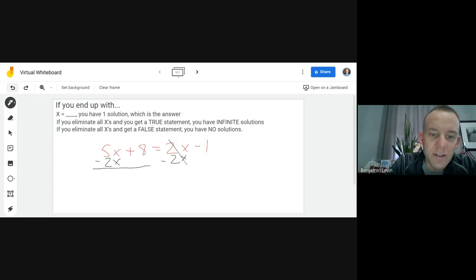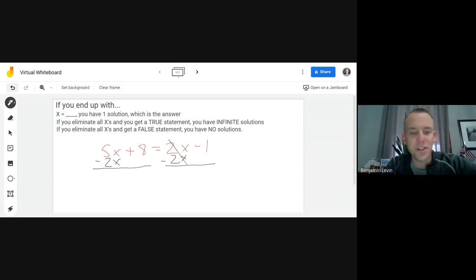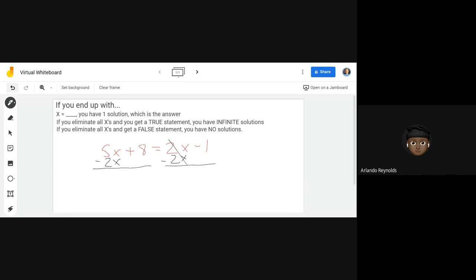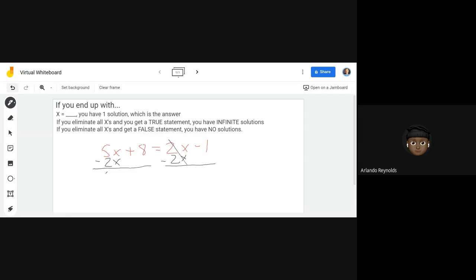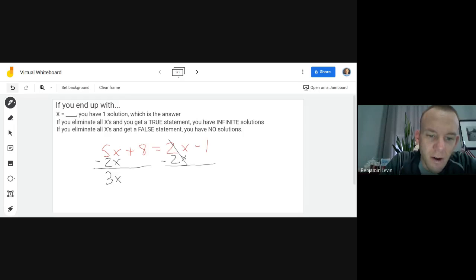5x minus 2x is what? You had 5 xylophones and you took 2 of them away. 1. 5x minus 2x is 1? No. What's 5 minus 2? 3. Yes, correct. 5x minus 2x is 3x.